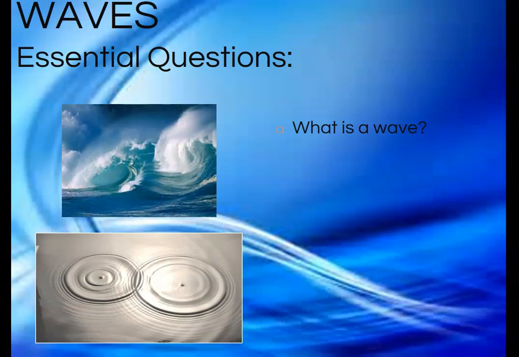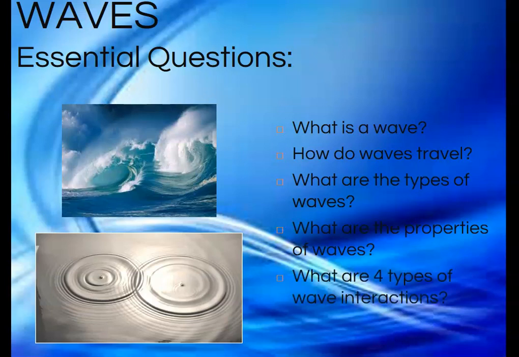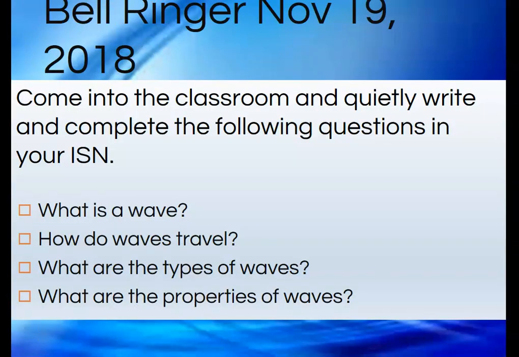So our essential questions will cover what is a wave. After we look at what a wave is, how do waves travel? We'll look at what the types of waves are. I'm sure already now you're starting to remember some things. And then we'll look at what the properties of waves are. We'll also look at the 4 different interactions of waves. We're going to break this apart over a series of days. And so today we're just going to deal with what a wave is, how waves travel, and what the types of waves are.